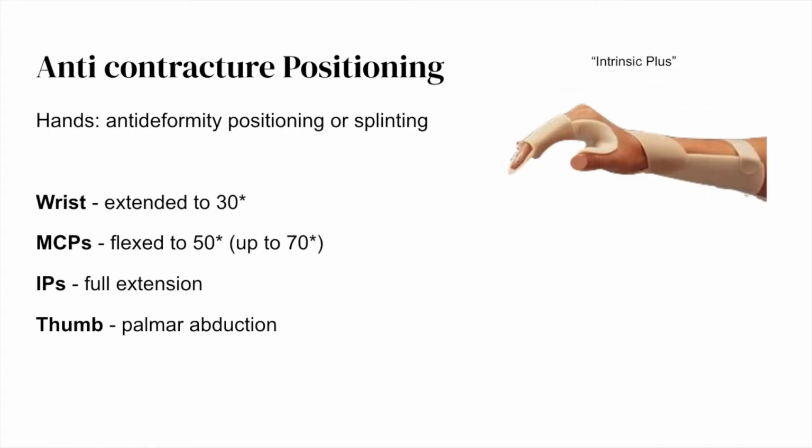So, moreover, with the hands, the anti-deformity positioning or splinting looks like intrinsic plus hand position, which I have a photo of on the right, where the wrist is extended to 30 degrees, the MCPs are flexed to about 50 degrees or up to 70 degrees. The IPs are in full extension, and then the thumb is in a palmar abduction.